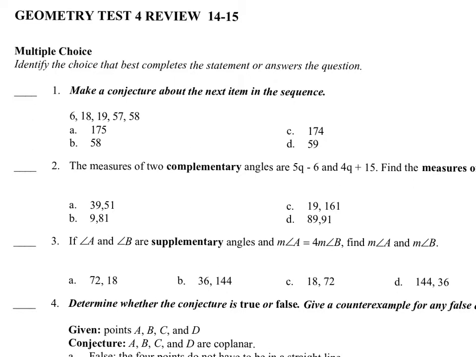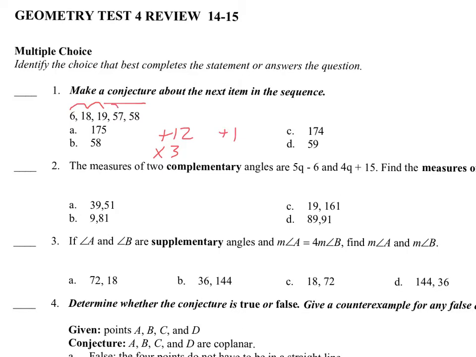So let's take a look at this first question, number 1. Make a conjecture about the next item in this sequence. So we went from 6 to 18. Well, to go from 6 to 18, we either added 12 or multiplied by 3. Well, to go from 18 to 19, we definitely added 1.